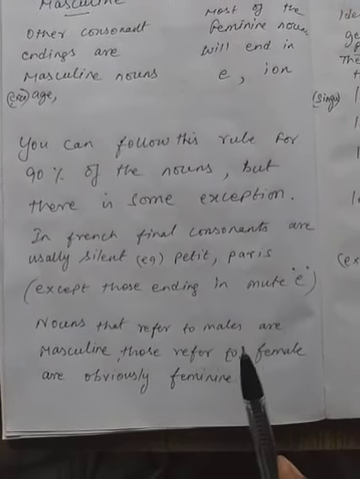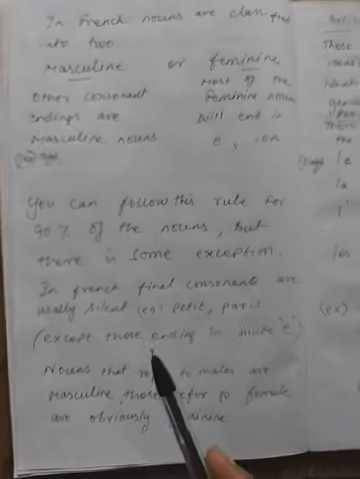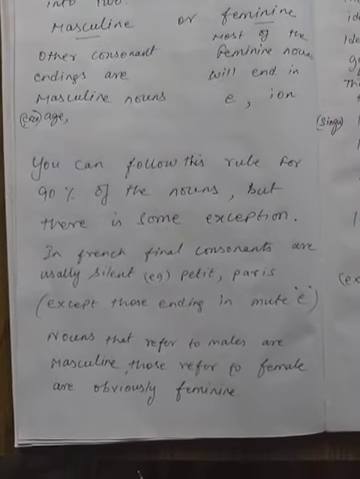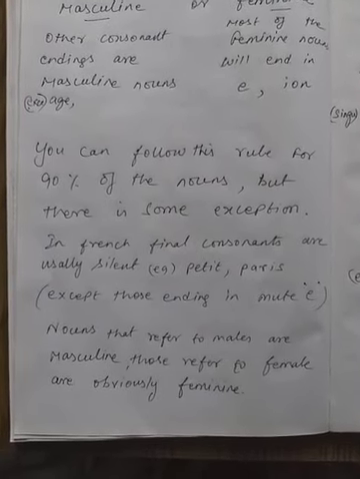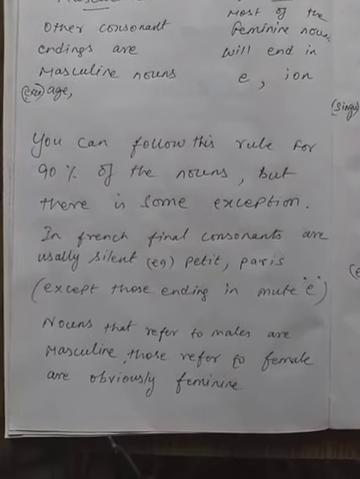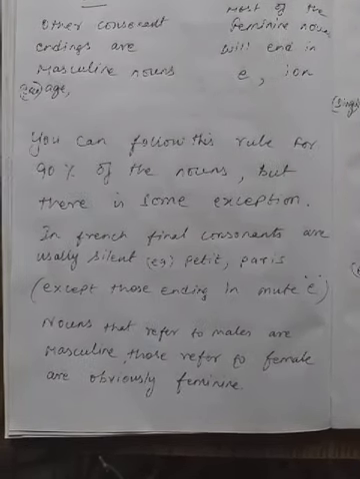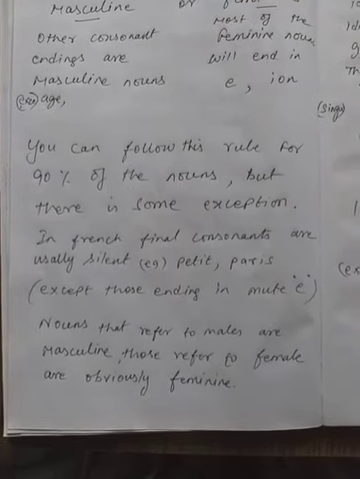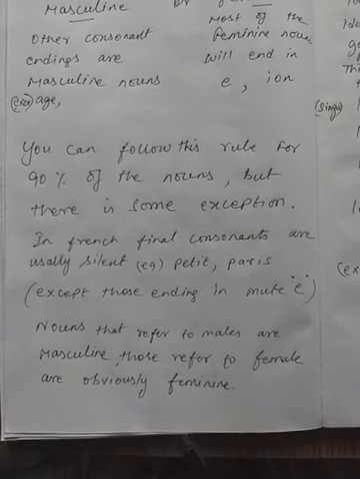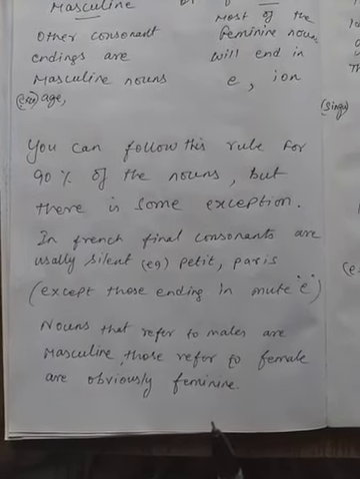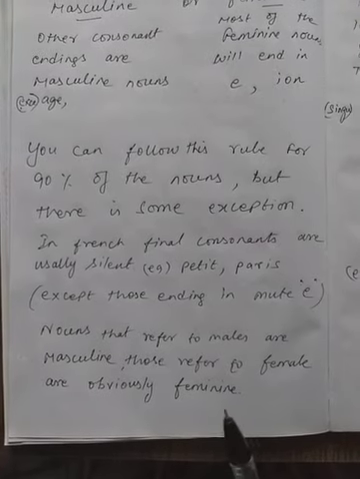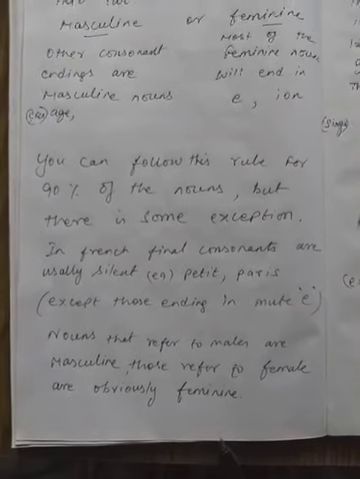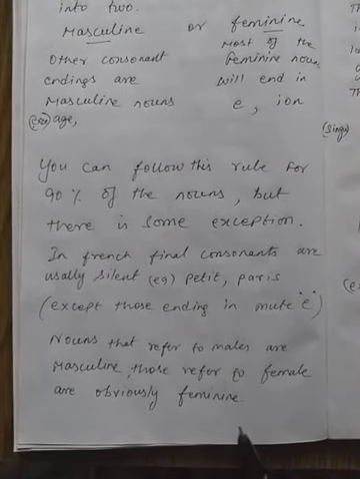Nouns that refer to males are masculine. Just now I told you if it ends with E, it is feminine, otherwise masculine. But nouns that refer to males are always masculine. Example: boy, father, uncle. Nouns that refer to females are obviously feminine. Gender-wise, by knowing the meaning of the nouns, you have to identify. Example: girl, mother, sister, aunt, grandmother.